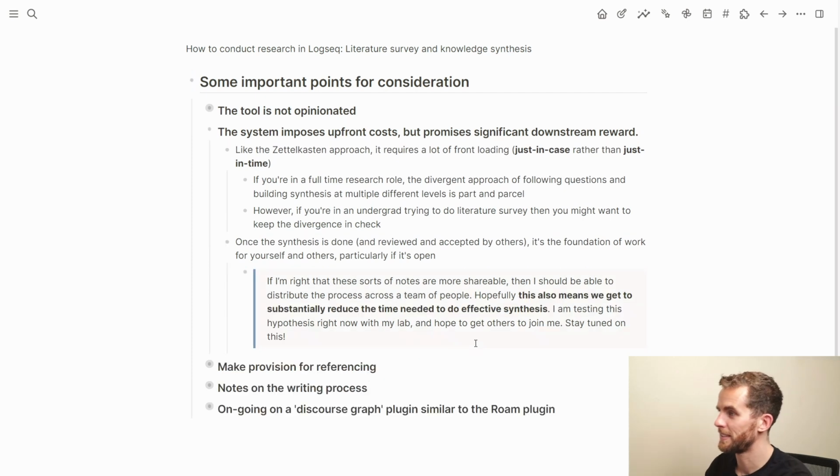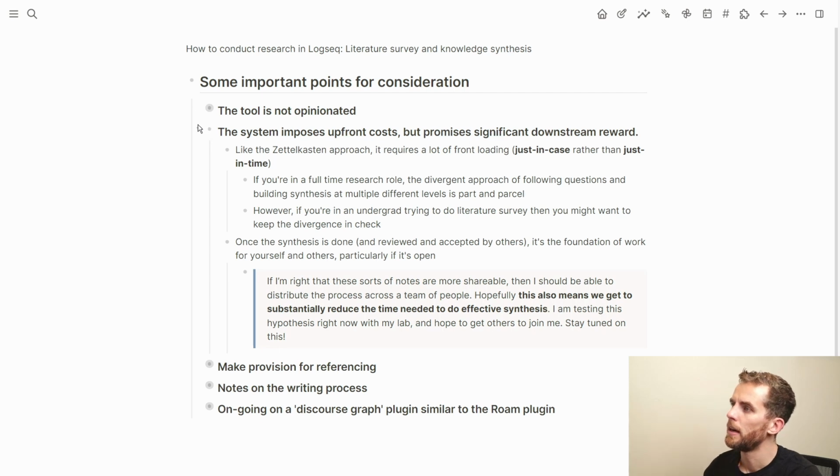So yeah, this is one of his comments: if I'm right, these sort of notes are more shareable, then I should be able to distribute the process around a team of people. Hopefully this also means we get to substantially reduce the time needed to do effective synthesis.